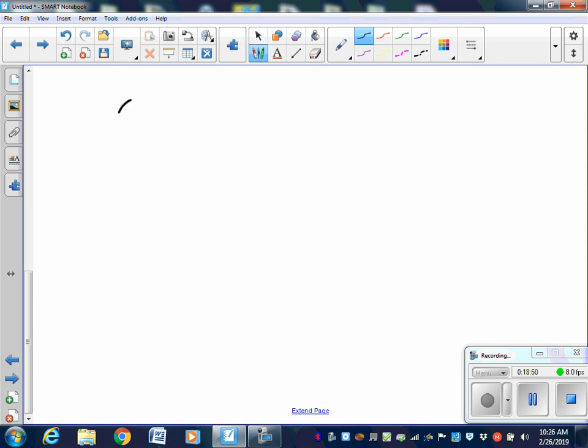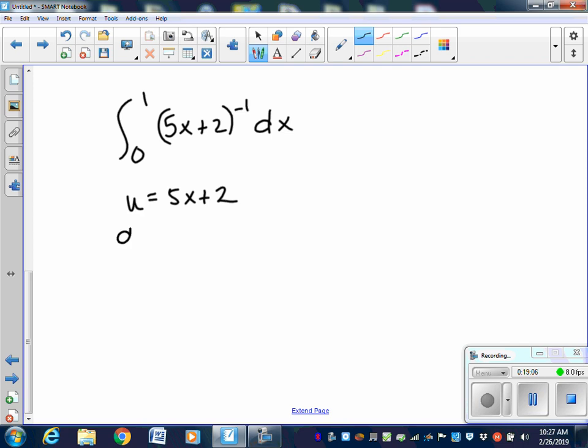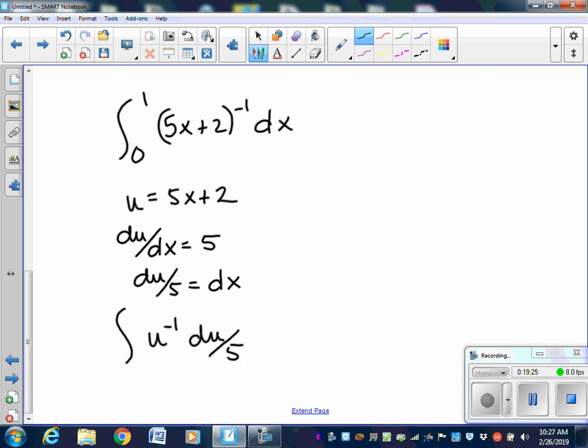Again, you have limits, so you have to change your limits in a few minutes. I'm going to rewrite this as 5x plus 2 raised to the negative 1 dx. I'm going to let u equal 5x plus 2. I'm going to find the derivative of that, which is 5. Du divided by 5 equals dx. I'm going to substitute. In place of 5x plus 2, I'm going to put u to the negative 1. And in place of dx, I'm going to put du divided by 5, which ends up being 1/5.